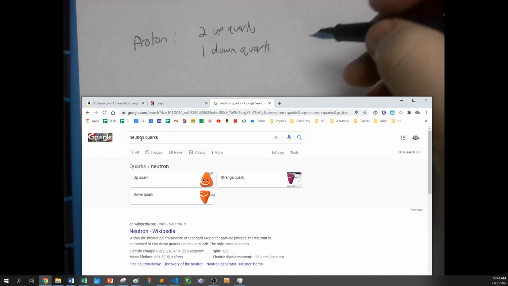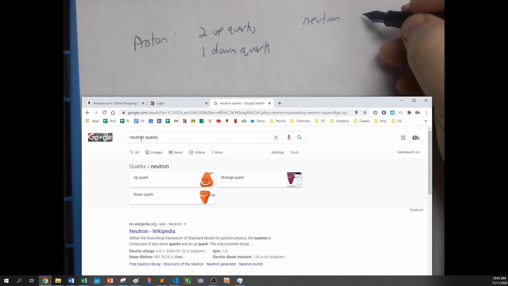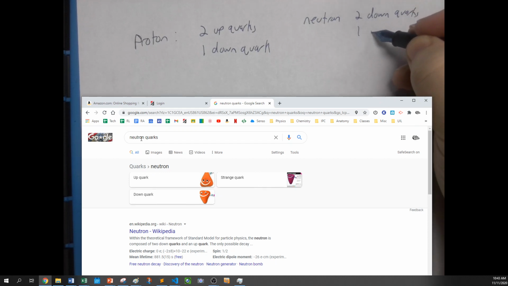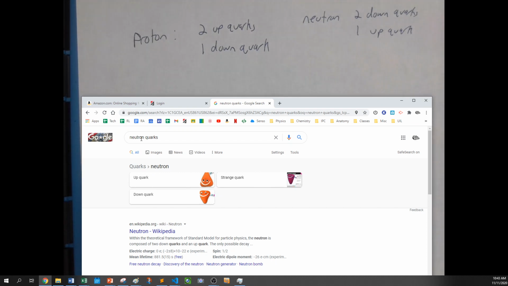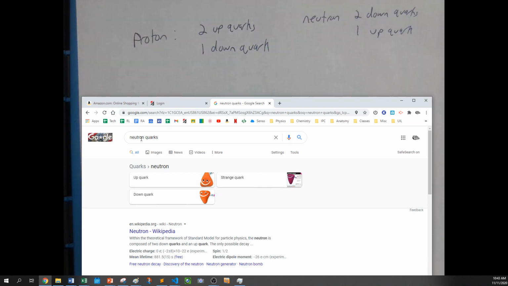And a neutron is 2 down quarks and 1 up quark. So whenever a proton becomes a neutron, one of the up quarks becomes a down quark, and an electron is given off.